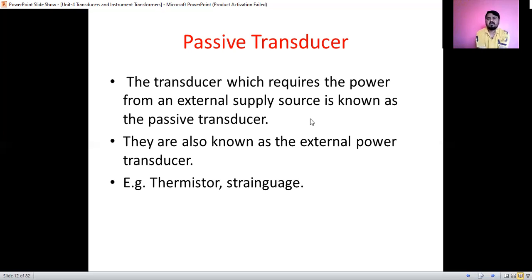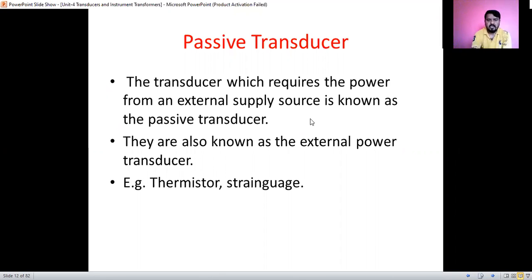So different types of sensors and equipment are there in the market now. Which transducer requires the external power supply? Those are called passive transducers. The device or transducer which does not require an external power supply, those types of transducers are called active transducers.